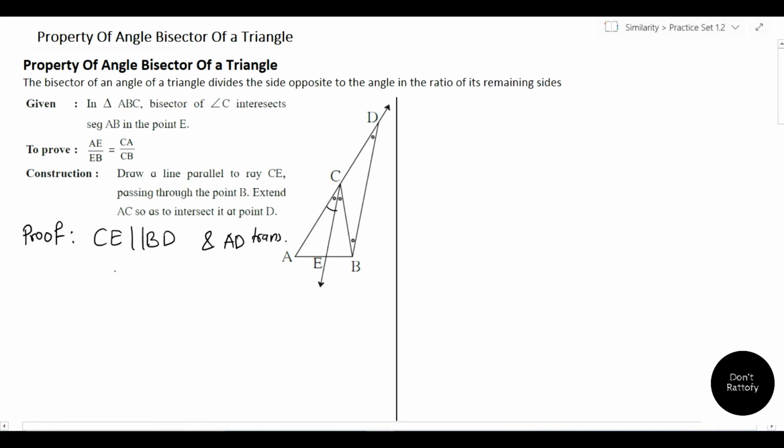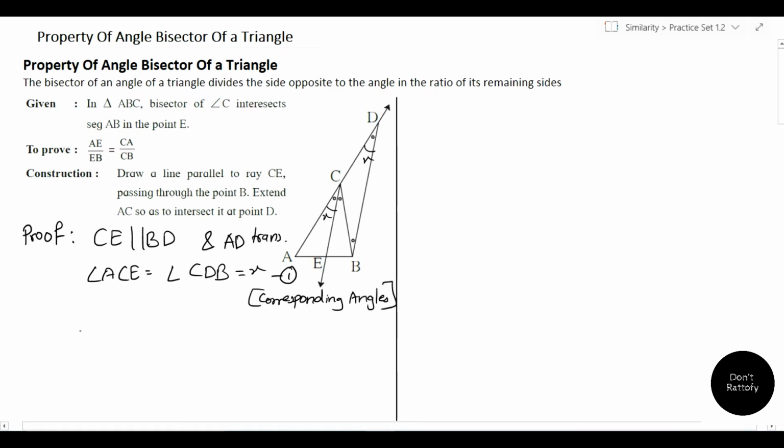If I take CE parallel to BD and AD transversal, then angle ACE is equal to angle CDB, that is basically this angle. These two angles are equal. Let's say these both are x. So this is my equation 1. The reason would be corresponding angles.